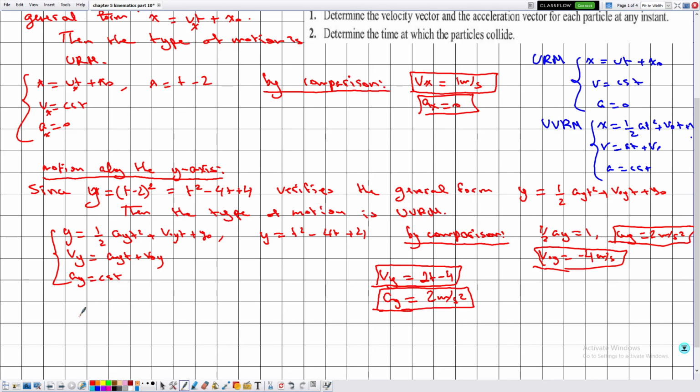Now in this case, the velocity vector is given by 1 multiplied by the unit vector i plus 2t minus 4 multiplied by the unit vector j. So this is for particle A. As for the acceleration for particle A, along the x-axis it's 0, and along the y-axis it's given by 2. So this is equal to 2j.